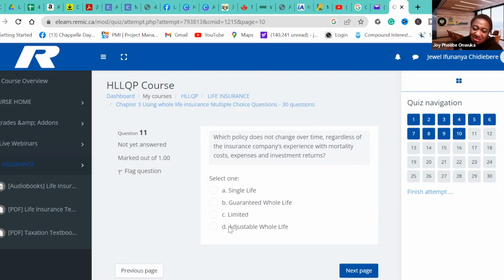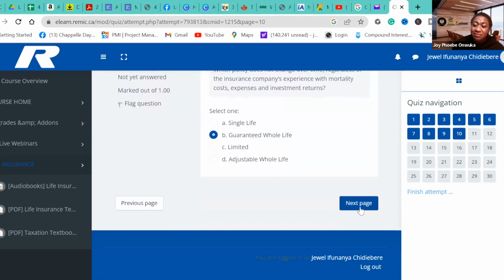Single life. That is single life, whole life policy. Policy on one life. Guaranteed whole life. I'm going to go with guaranteed whole life because they say which policy does not change over time, regardless of the life insurance company's experience with mortality costs and everything. Guaranteed everything. They've guaranteed you the returns, and that's what you get, irrespective of. Does not change. So I'm going to go with guarantee, but we'll see.